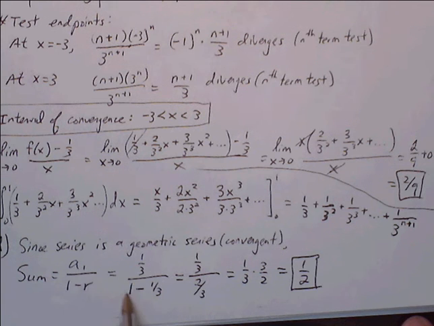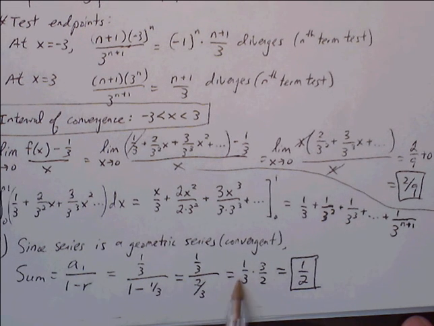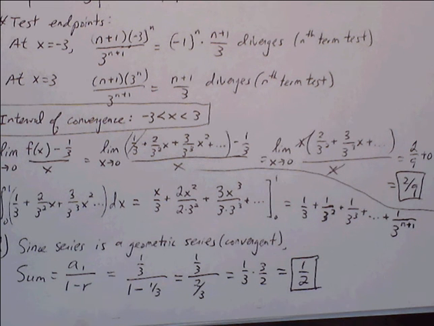So 1/3 divided by 1 minus 1/3. 1 minus 1/3 is 2/3. 1/3 divided by 2/3 is the same thing as saying 1/3 times the reciprocal of 2/3, which is 3/2. The 3's cancel out. Our infinite sum, or sum of the infinite series, will be 1/2.